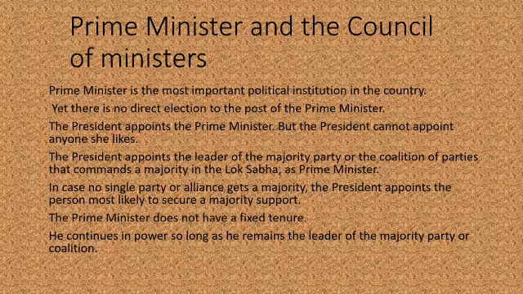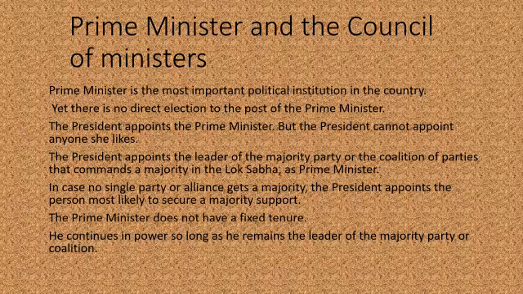Prime Minister is the most important political institution in the country. Yet, there is no direct election to the post of the Prime Minister. The President appoints a Prime Minister. But the President cannot appoint anyone he or she likes. The President appoints the leader of the majority party or the coalition of parties that commands a majority in the Lok Sabha as Prime Minister.